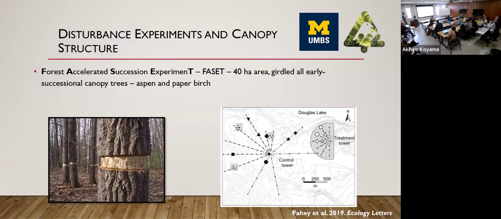where across a 40-hectare area that has an eddy flux tower next to the primary Ameriflux tower at UMBS, they girdled all of the early successional trees, so all the aspen and birch that were 100 years old. So they're getting close to their maximum age, but they basically sped up succession and killed all those aspen and birch.